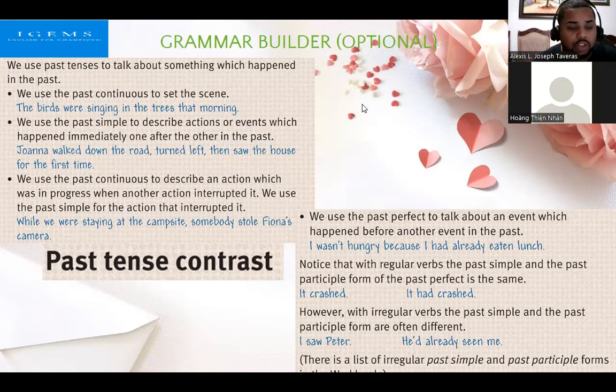Okay, let's continue. So let me re-explain this to you. Like I said before, we use the past perfect to talk about an event which happened before another event. Example of this: I wasn't hungry because I had already eaten lunch. Let's see the next one. Notice that with regular verbs, very important.